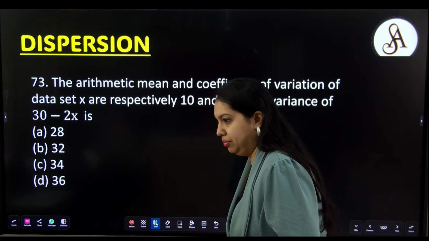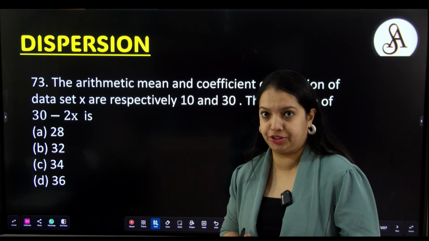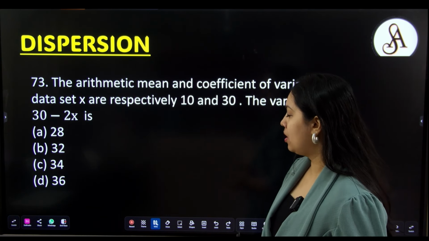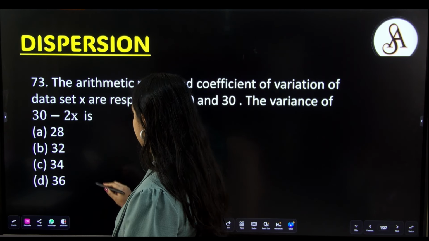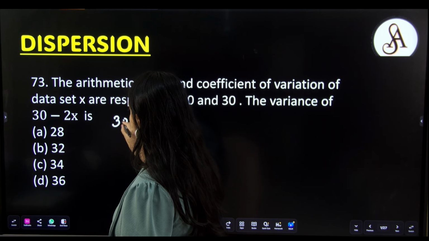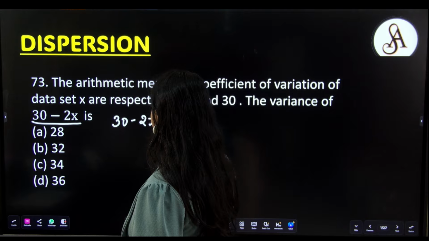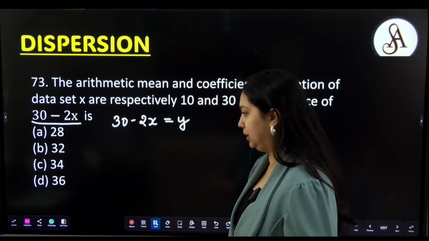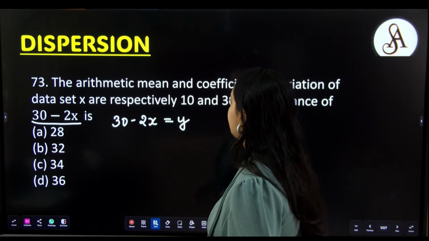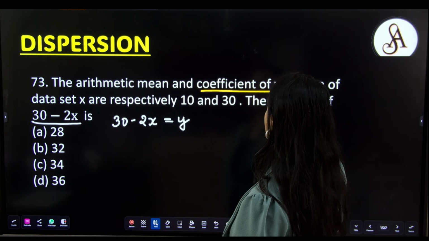Next question. In my class, I told that this is the most important question in the entire dispersion chapter. It comes in section B. One expression is given, which is 30 minus 2x. We consider this 30 minus 2x, which is given in the question, as y. What I'm teaching you now is method number 1 of solving. Check what information is given to you in the question. They have given coefficient of variance.